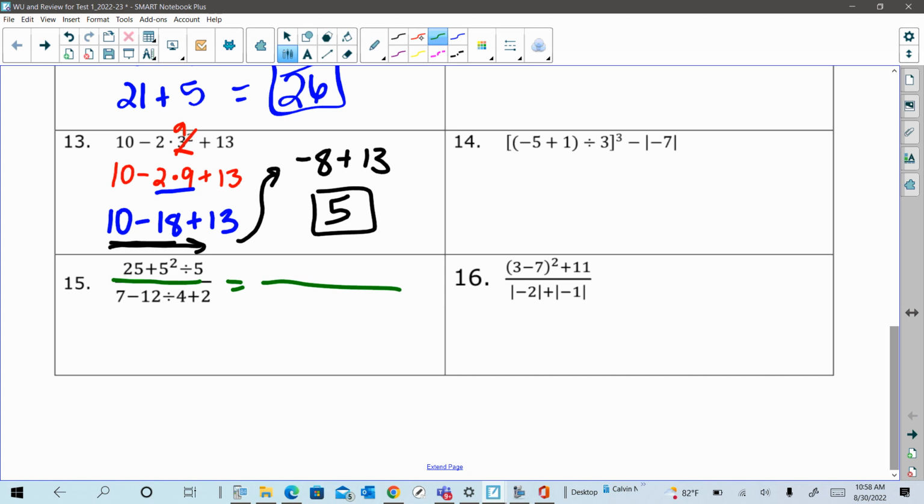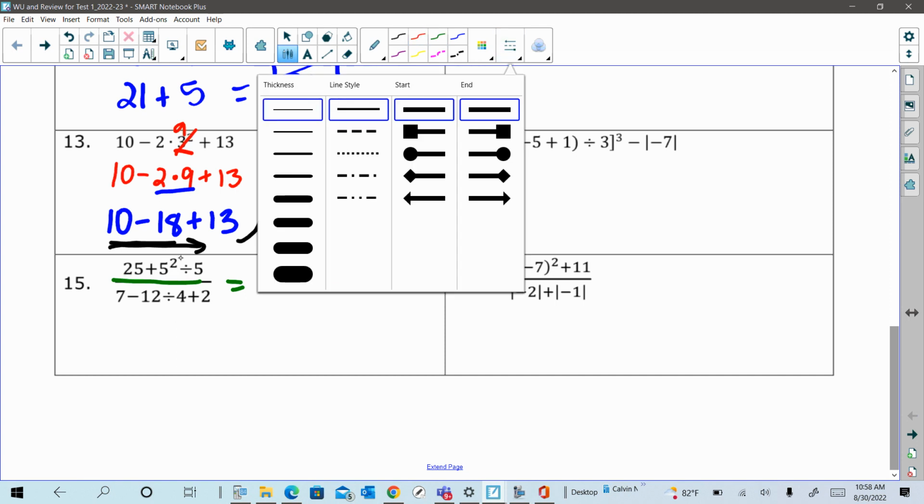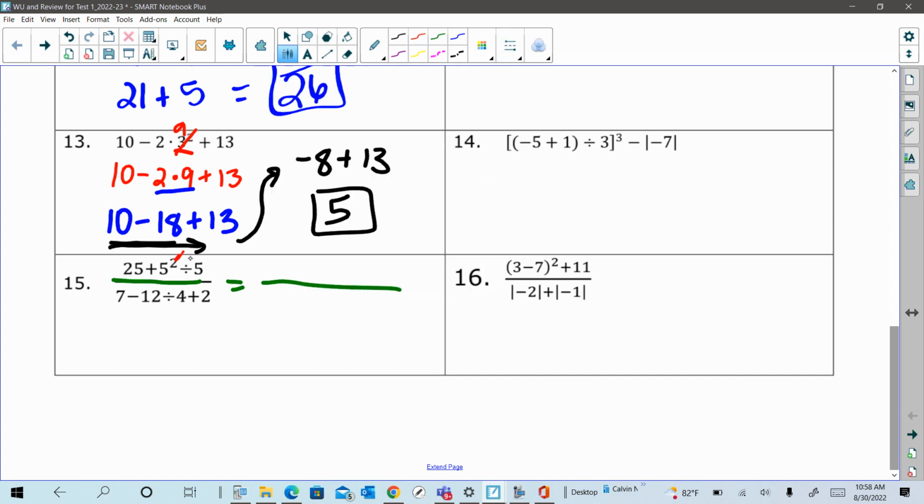So on the top, we should be doing the exponent first here. So this becomes 25 plus 25 divided by 5. On the bottom, we should be doing the division first. So that becomes 7 minus 3 plus 2. Right. So now with this new expression on the top, we should be doing the division first. So my fraction now would have 25 plus 5 on top.